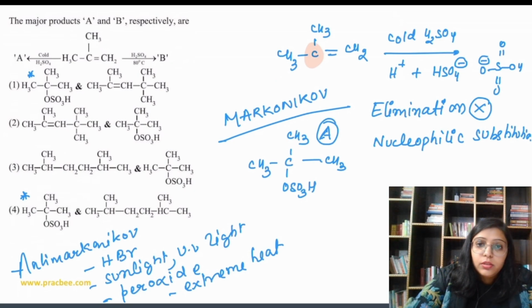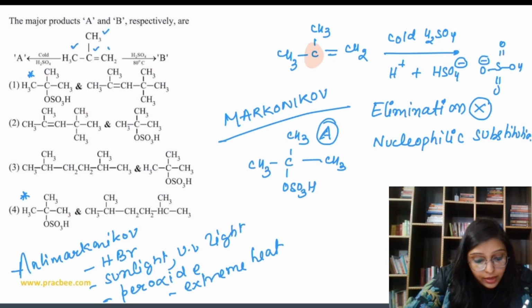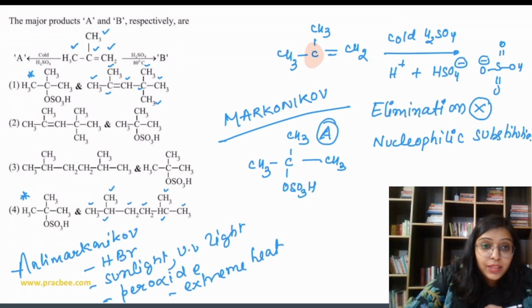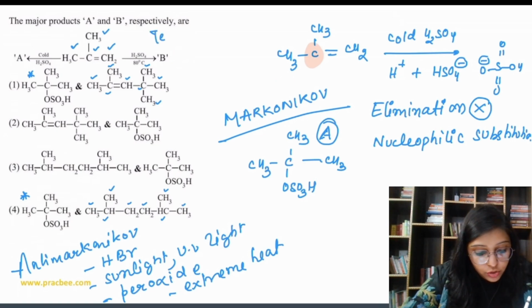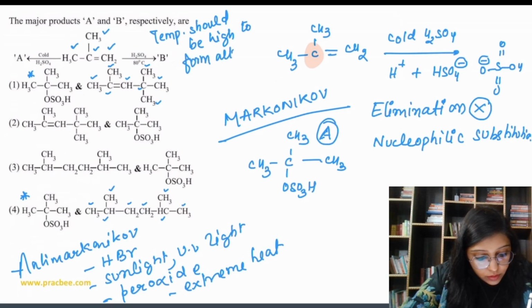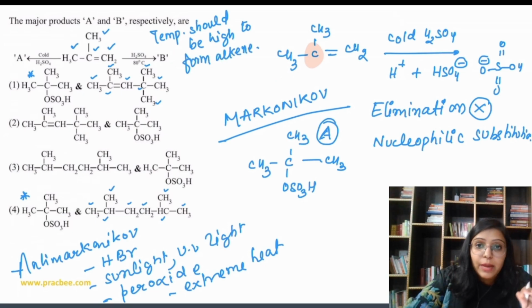Now we have to check the second one. So if you see option number 1 and option number 4, in the product, here we have 4 carbon, and in the product 1, 2, 3, 4, 5, 6, 7, 8. It means something else is happening. Because for the elimination, temperature should be high to form alkene. So what will happen over here?